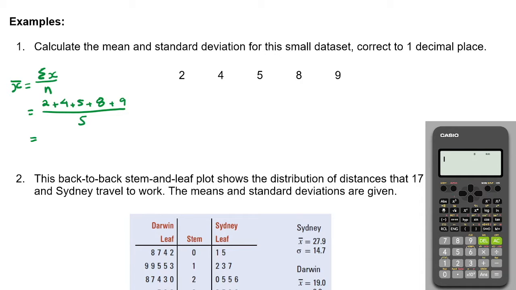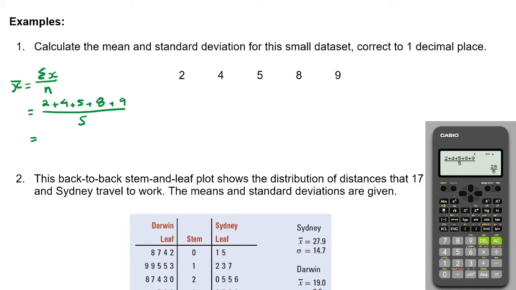Alright, so what have we got? We've got our fraction key. Always best, if you're going to need a fraction, to put the fraction bit in first before you actually start typing it in. So 2 plus 4 plus 5 plus 8 plus 9. Using our down cursor, over 5, hit the equals.